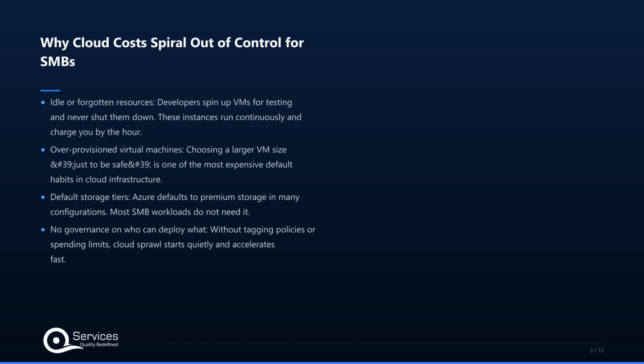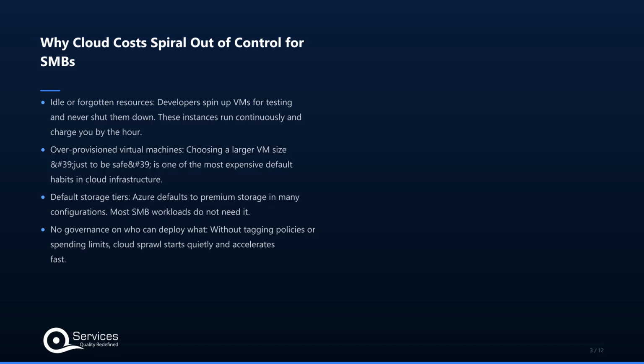Over-provisioned virtual machines. Choosing a larger VM size just to be safe is one of the most expensive default habits in cloud infrastructure. Default storage tiers. Azure defaults to premium storage in many configurations. Most SMB workloads do not need it. No governance on who can deploy what, without tagging policies or spending limits. Cloud sprawl starts quietly and accelerates fast.